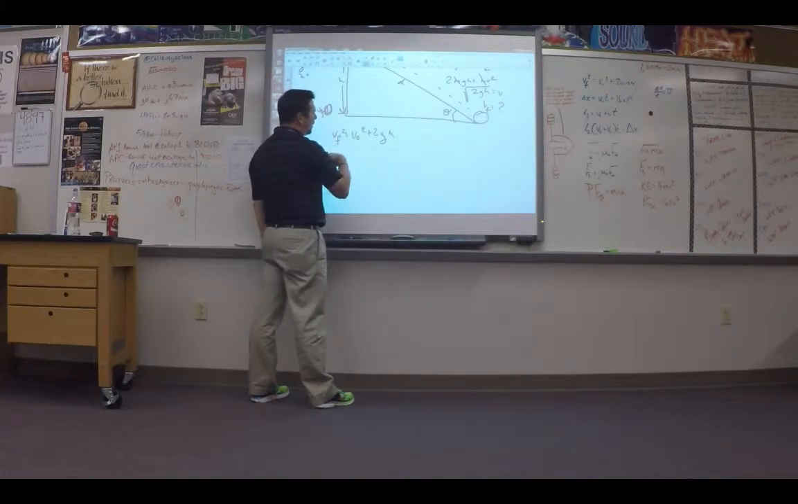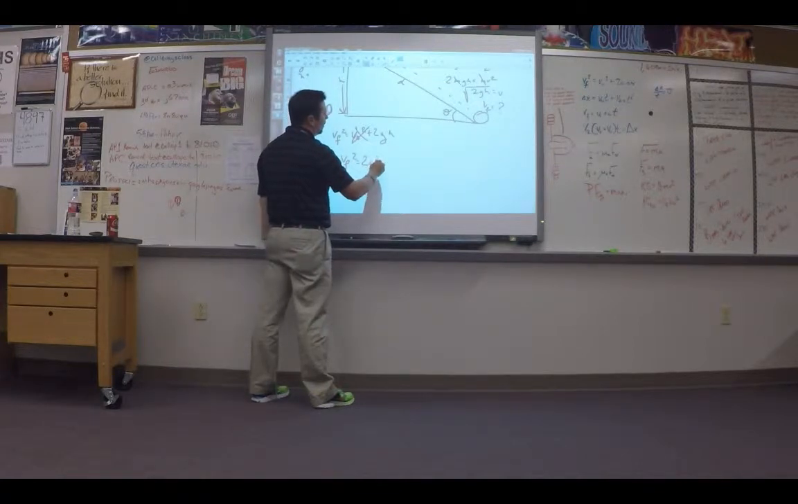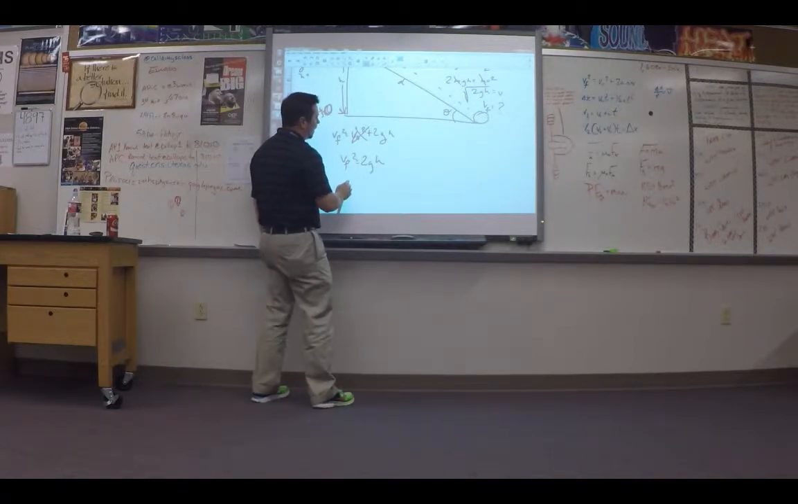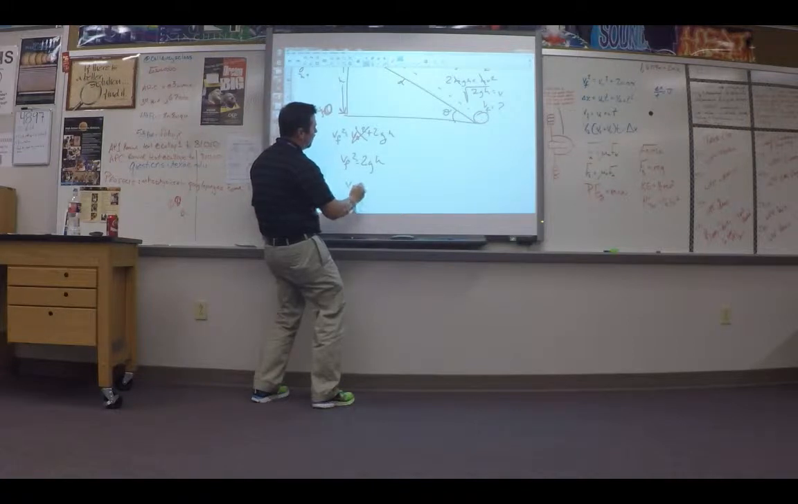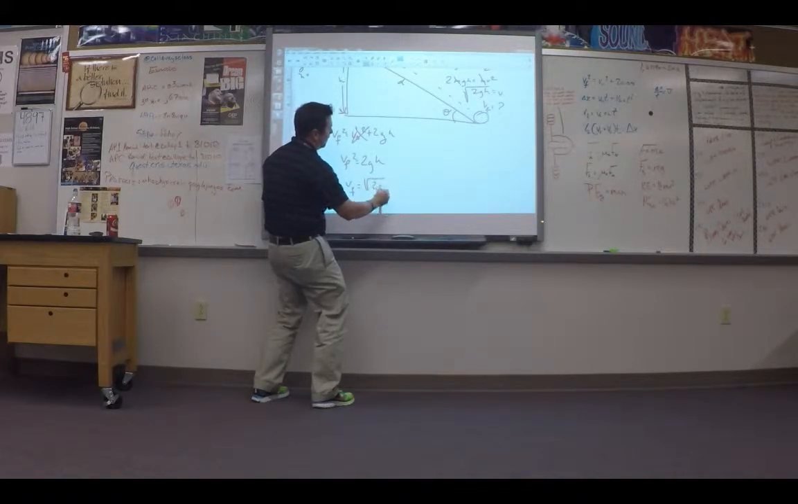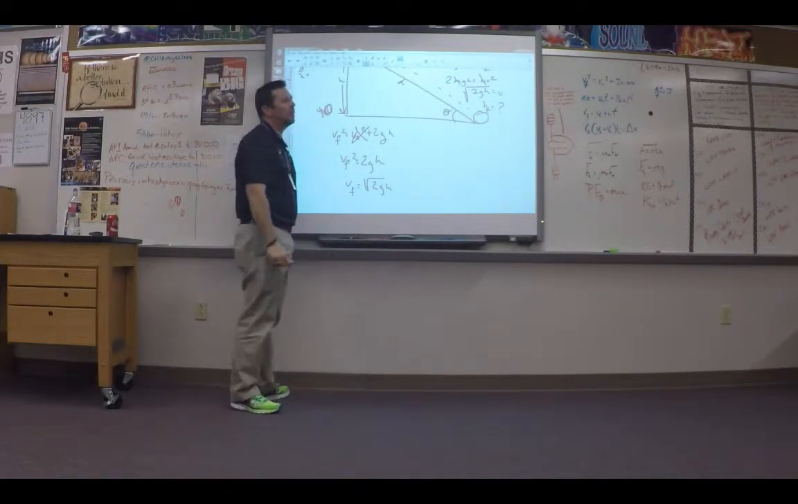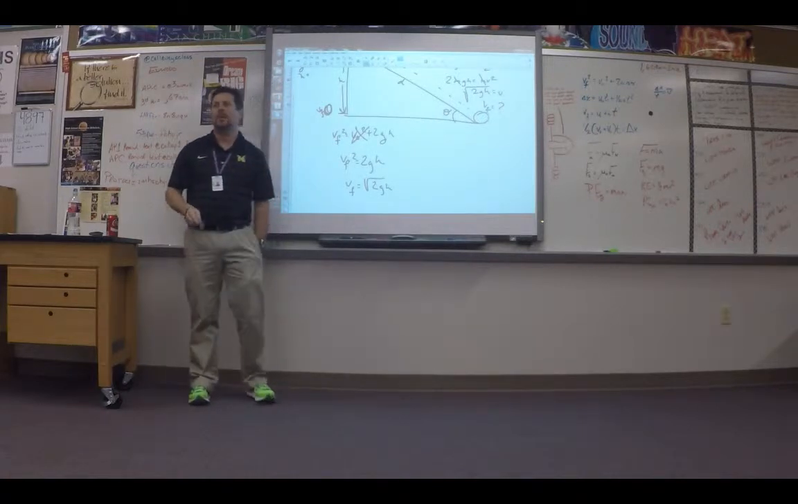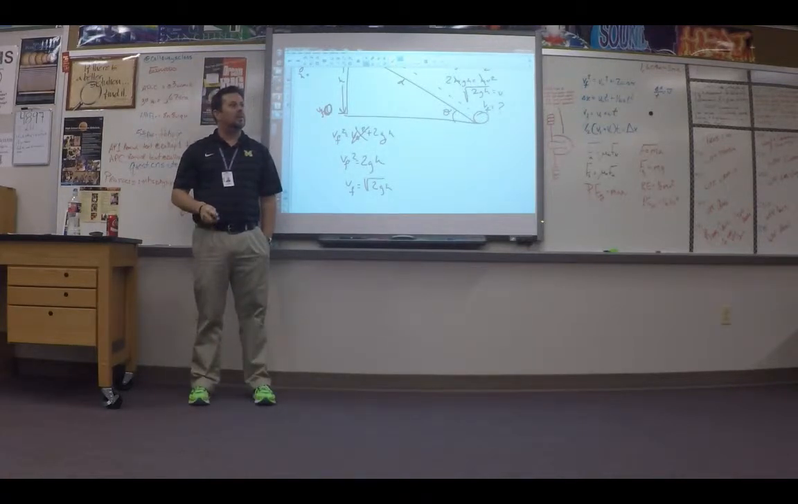What's my initial velocity? 0. So I'm going to get rid of that. VF squared equals 2GH. If I'm going to get VF, what do I do? Does that look familiar? Hey, it's the same equation. Physics is.